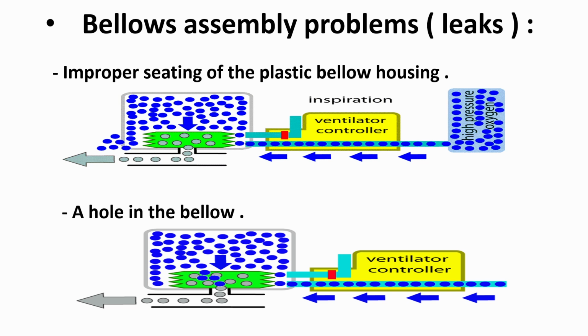Here is the pillow assembly problem, which is leaks, as we said. If we have a hole inside the pillow, the pressure from this line will pass with 45 psi, or the proper seating of the plastic pillow housing, the housing itself having a problem, allowing leakage of this high pressure air to outside. Okay.